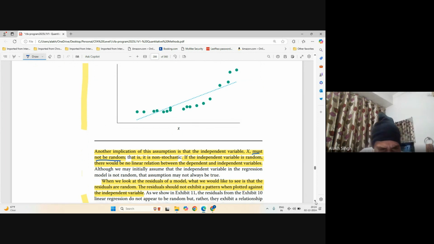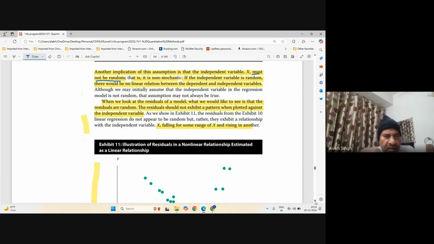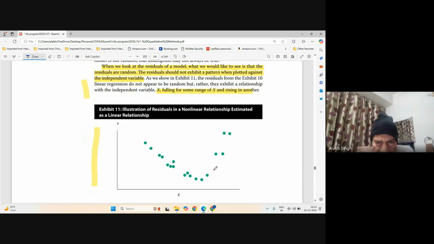Now, when we look at the residuals of a model, what we'd like to see is that the residuals are random. So here, are the residuals random or not? They are not random. They are like a parabola. So they are non-linear. The residuals should not exhibit that.